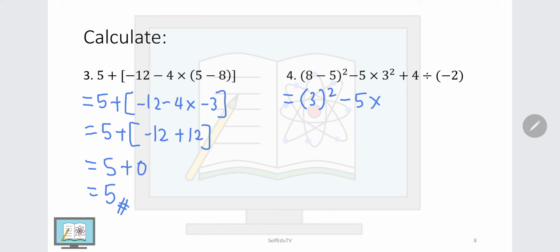5 times 3 square, we square first. So 3 square will be 9. 4 divided by negative 2 will be negative 2.